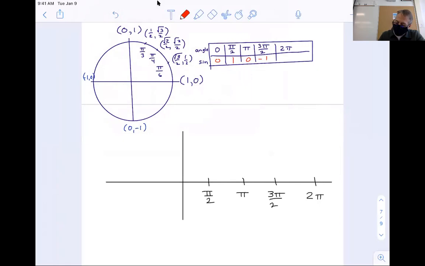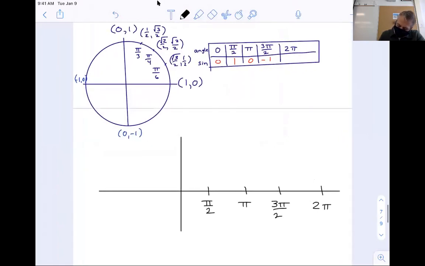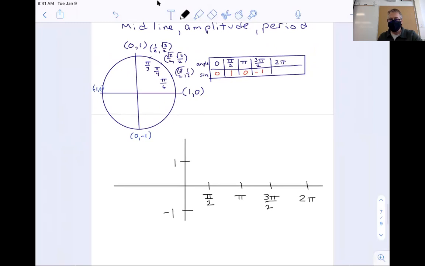And so for my y-axis, well, notice that 1 was the largest value that was here, and negative 1 was the smallest value that was here. So the y-axis will be from negative 1 to positive 1.